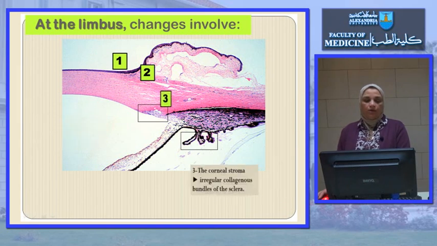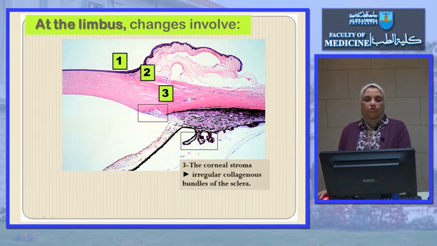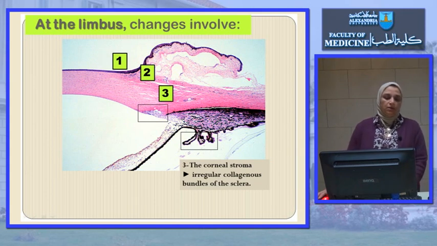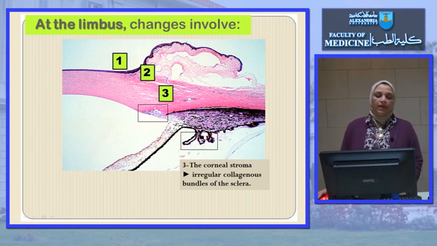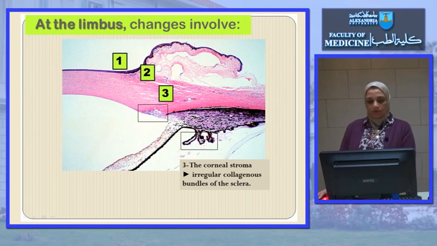Number 3, what about the corneal stroma? This is the corneal stroma, which forms 90%. It will continue as the connective tissue of the sclera, and we know that the connective tissue of the sclera is formed of irregular collagenous bundles. That's why it appears white in color. It's not so regular here as in the cornea. They are irregular in orientation of the collagen fibers, so they are not transparent here. They are white in color while they were transparent in the cornea. Number 4.